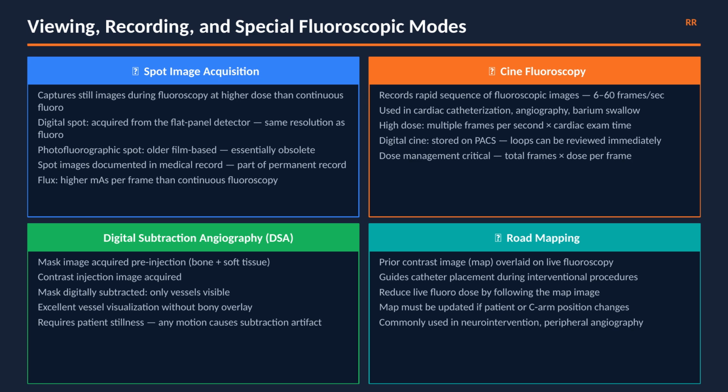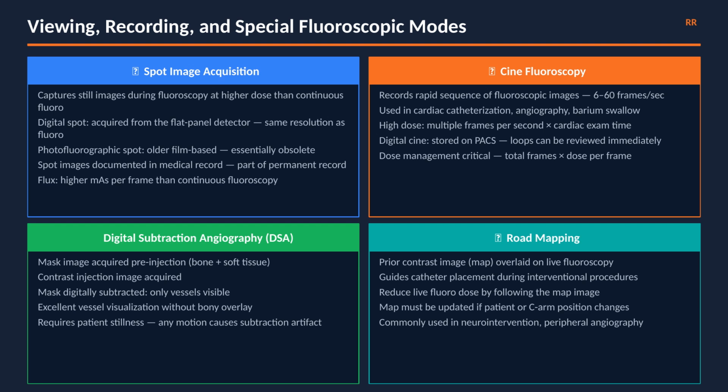Spot image acquisition, still images captured at higher dose, then continuous fluoroscopy. Documented in the medical record. Digital spot images acquired directly from the flat panel detector. Cine fluoroscopy records rapid image sequences, 6 to 60 frames per second. Used in cardiac catheterization, angiography, and barium swallow studies. High dose. Per procedure, frame count times dose per frame.